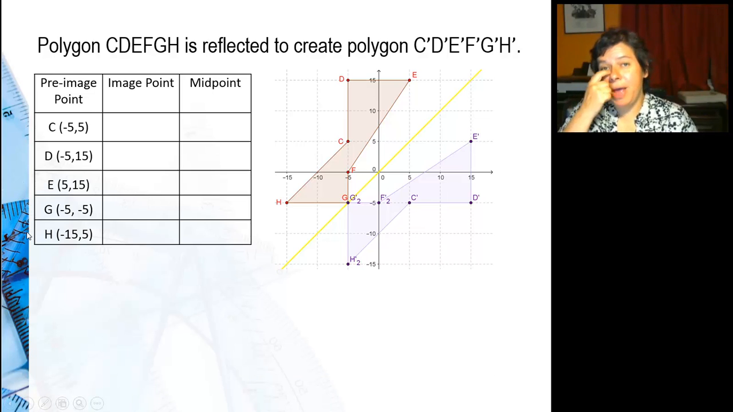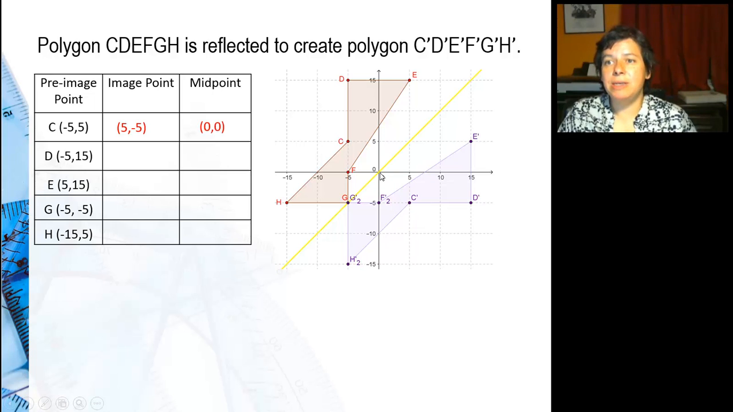So let's go ahead and look at the polygon in your example. We're going to reflect this one now across the y equals x line. So this is a little bit more complicated than what we were looking at before. By the way, there are some typos in your notes, so some of these points might be a little bit off, so double check. C is supposed to be at -5, 5. And when it's reflected across this line, it ends up at 5, -5.